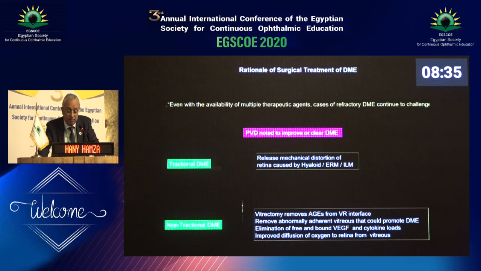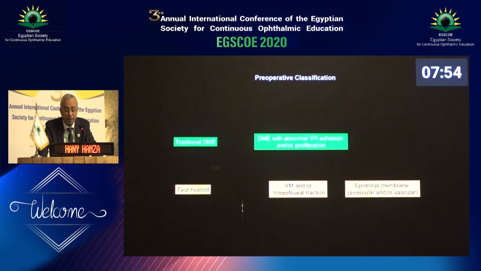While the theories behind the rationale for the non-tractional component of DME have been many, they include removal of these advanced glycation end products from the vitreoretinal interface, removing the abnormally attached vitreous that could promote the DME, and elimination of free and bound VEGF and cytokine loads which promote breakdown of the blood-ocular barrier. And finally, it has been shown that following vitrectomy, the oxygen concentration in the vitreous increases tenfold, and this by itself can inhibit VEGF and reduce macular edema. So these are briefly the benefits of vitrectomy in the non-tractional component of DME.